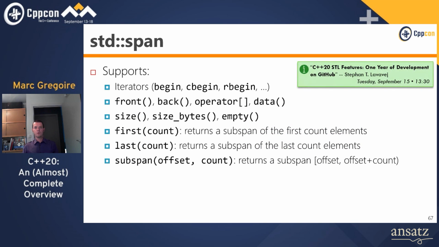And a span supports quite a lot of operations. So of course it has full support for iterators. So you can ask begin and end iterator and so on. You can ask for the first element, the last element. You can access any element in the contiguous data using the square bracket operator. You can ask for the size in bytes. You can ask for a subspan. You can ask for the first number of elements or the last number of elements, or even a certain subspan in the middle of your span.